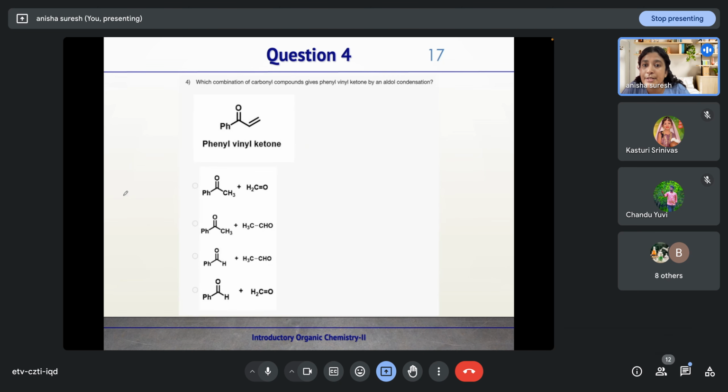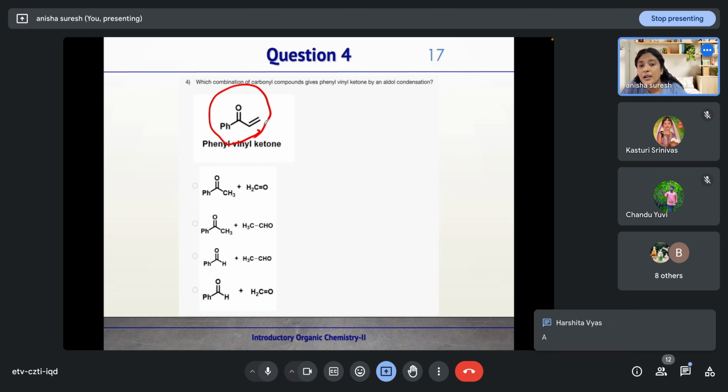Now coming to the next question. Which combination of carbonyl compounds gives phenyl vinyl ketone by aldol condensation? So this is the product that is formed after aldol condensation reaction. So what are the starting materials that will lead to formation of this product after aldol condensation reaction? A. Yeah. So we can see how it is getting formed.